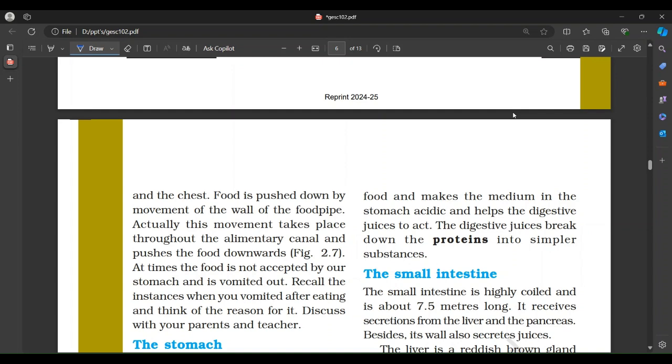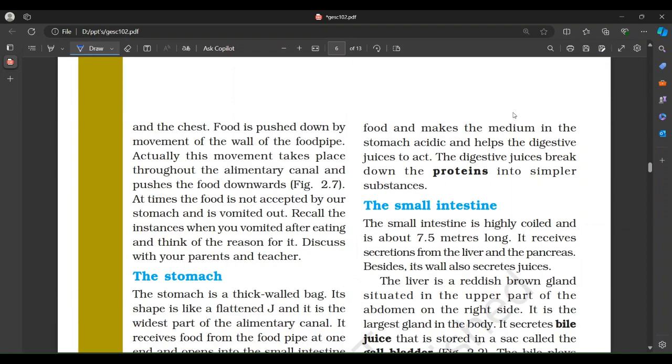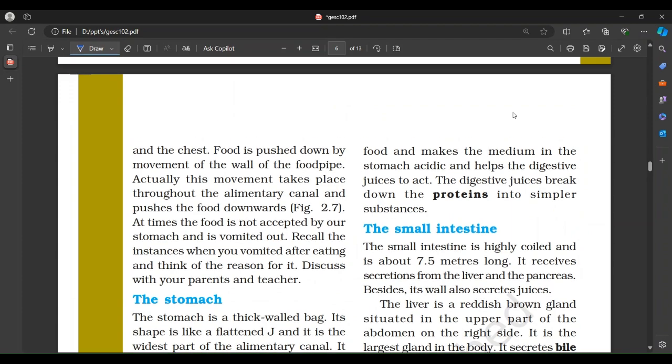At times, the food is not accepted by our stomach, and it is vomited out. Sometimes, if you are overeating, you also feel like vomiting, and you have to vomit the food. Recall the instances when you vomited after eating and think of the reason for it. It may be a reason of overeating or just an issue with the food. You can discuss with your parents and even teachers.